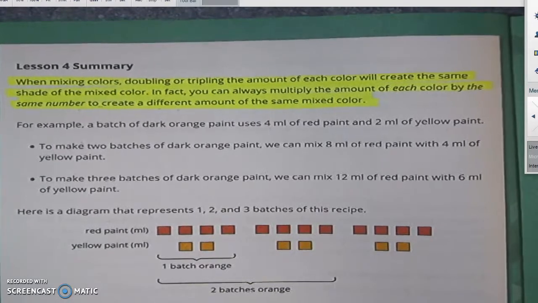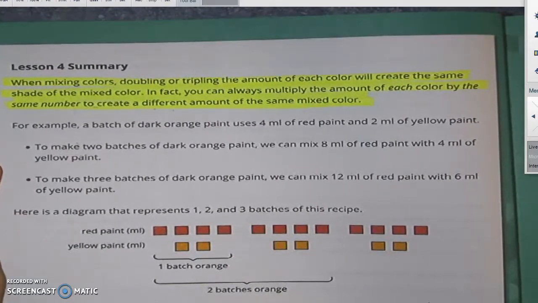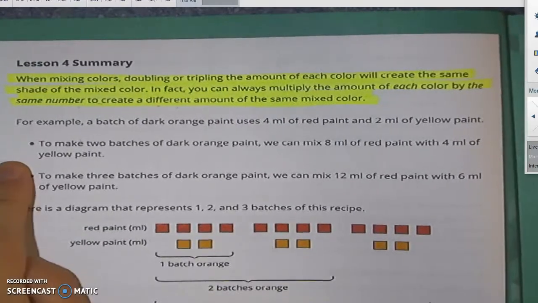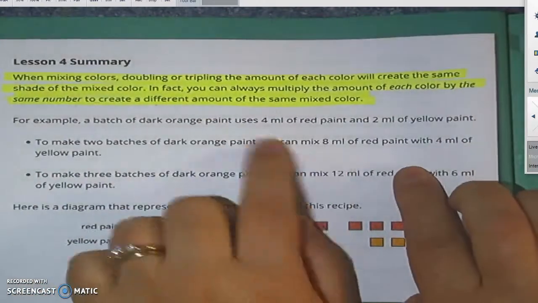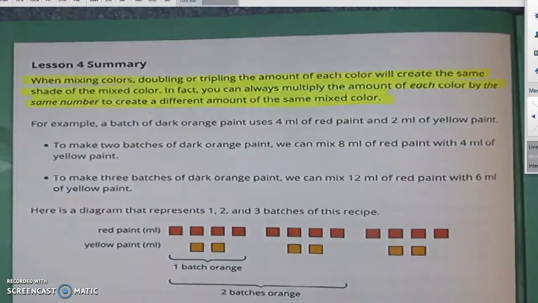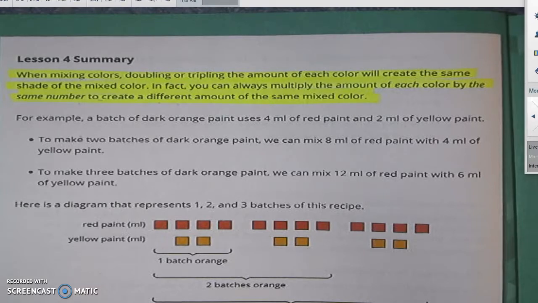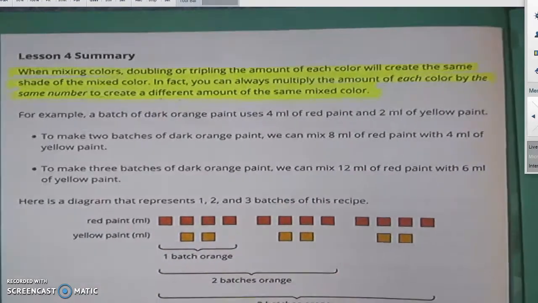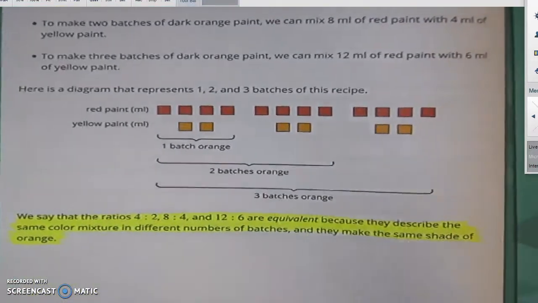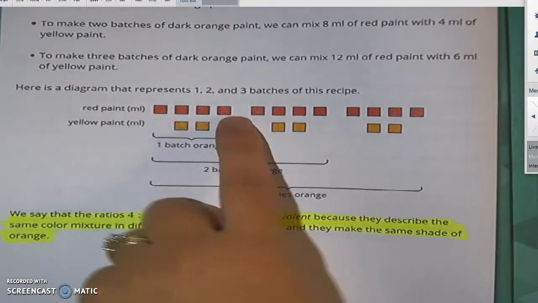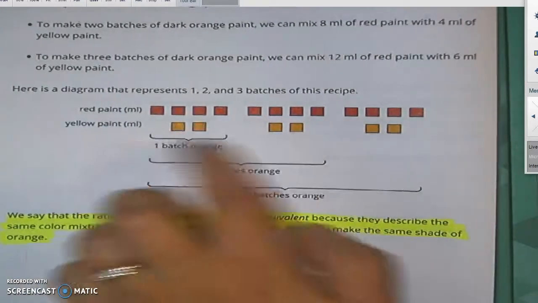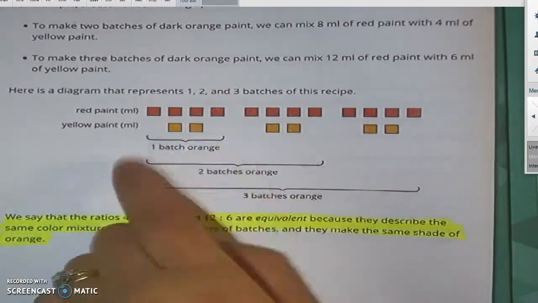For example, a batch of dark orange paint uses 4 milliliters of red paint and 2 milliliters of yellow paint. So to make 2 batches, I would multiply both numbers by 2. So I would use 4 times 2 is 8 of red paint and 2 times 2 is 4 of yellow paint. To make 3 batches, I'm going to multiply by 3, so 12 and 6. Here is a diagram that represents 1, 2, and 3 batches of this recipe. So one batch has 4 milliliters of red and 2 of yellow, and then 2 batches would have 8 and 4, and 3 batches would have 12 and 6.